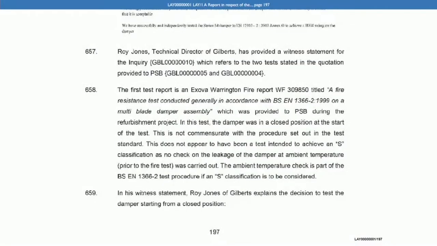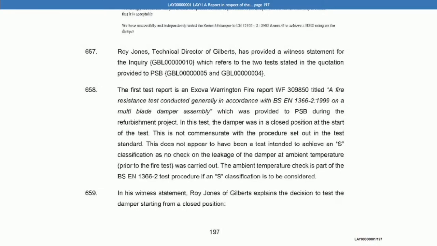Okay. Let's turn to the test methodology behind that cumulative leakage rate for these Gilbert's dampers. If we go to page 197 of your report, at paragraph 658, mm-hmm, and I want to pick it up four lines down, you say, in this test, the damper was in a closed position at the start of the test. This is not commensurate with the procedure set out in the test standard. This does not appear to have been a test intended to achieve an S classification, as no check on the leakage of the damper at ambient temperature prior to the fire test was carried out. Now, starting the damper from a closed position in the test would affect the reliability of the smoke leakage measured during the test. Can we agree that? It could do, yes.